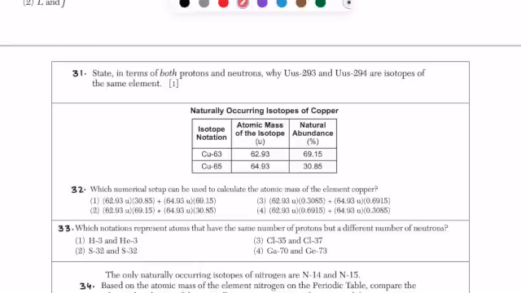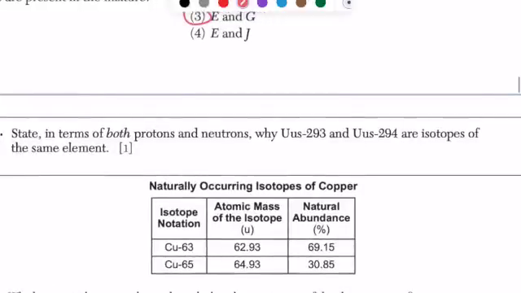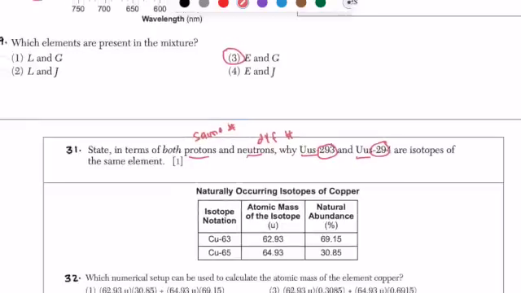So state in terms of both protons and neutrons, why UUS-293 and UUS-294 are isotopes of the same element. So we know they are the same element because they have the same number of protons. So for your answer, you'll say they have the same number of protons, and we know that they are different isotopes because they have a different mass, which means they have a different number of neutrons. So for your answer, you'll just say these atoms have the same number of protons, different number of neutrons.